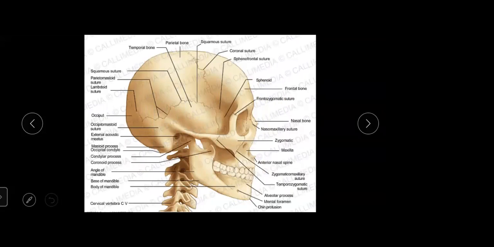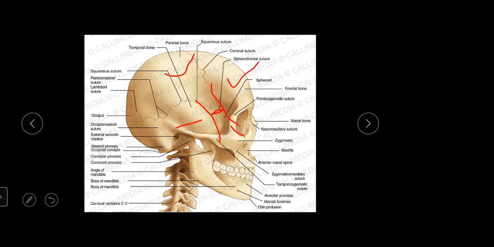The temporal bone. Here is an area related to the parietal bone known as the pterion. The pterion is an H-shaped area formed by the fusion of multiple bones: the frontal bone, the parietal bone, the temporal bone, and the sphenoid bone. These four bones, when fused together, form this H-shaped area.